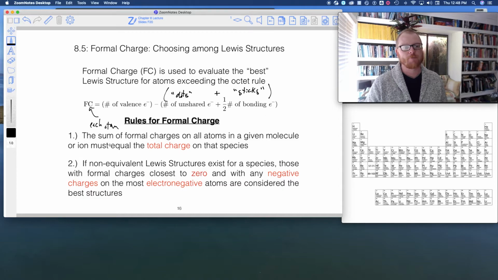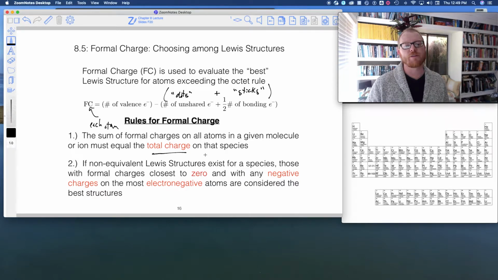Easy. Okay. So rules. The sum of the formal charges on all atoms in a given molecular ion must equal the total charge. So if something is completely neutral, all of those formal charges have to add up to zero. However, if it's a polyatomic ion, like nitrate, for example, nitrate is minus one, all of the formal charges have to add up then to minus one, to whatever its charge is, okay?